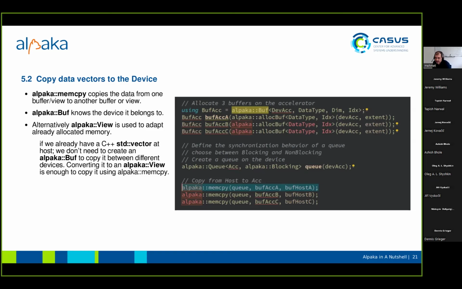Alpaka view is used to adapt existing memory if we already have an STL vector filled with data at host, for example, or any other contiguous container, SYCL container. We don't need to create Alpaka buff for copying. Getting a view of existing STL container would be okay. So if you say I'm used to using SYCL containers, you can just use them till you need to copy them to the device. You can use STL containers, then you can switch to STL view before copying.